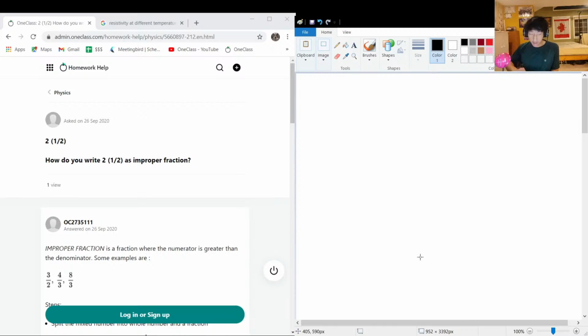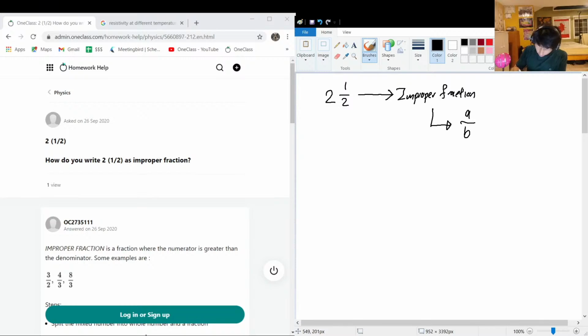Okay, so the next question that we have on the menu today is asking us how do we write 2.5 as an improper fraction? Okay, so 2 and 1/2, and we want to convert this to an improper fraction. So an improper fraction is where we have a over b and a is more than b. That's the definition of an improper fraction.